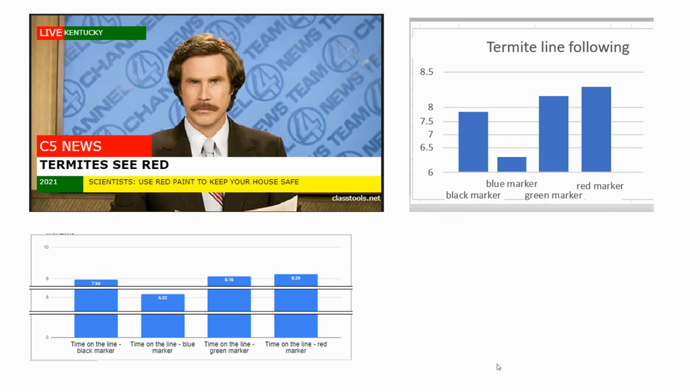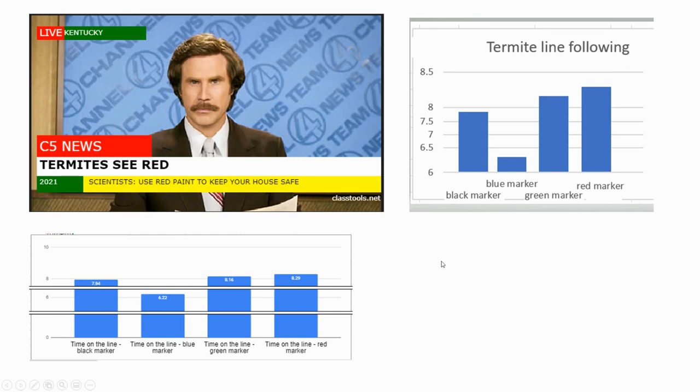Given this information, for sake of argument, if you came across this, termites see red, newspaper article, some scientist, some yokel somewhere said that, you just gotta paint your house red to keep your house safe. And then they show you this chart here where they say, look, black marker, blue marker doesn't do anything, green marker, here, red marker, that's what the termites follow. So red color, clearly they follow red color, right? Or you see something like this where you're like, yeah, clearly that number is the highest.